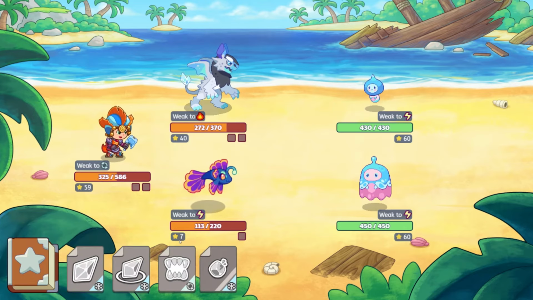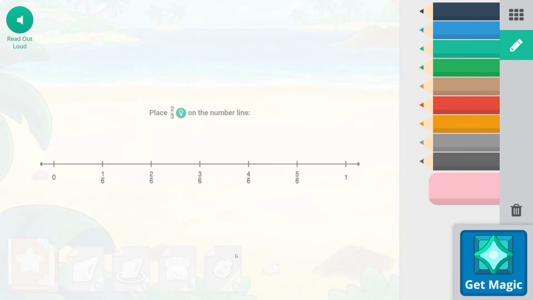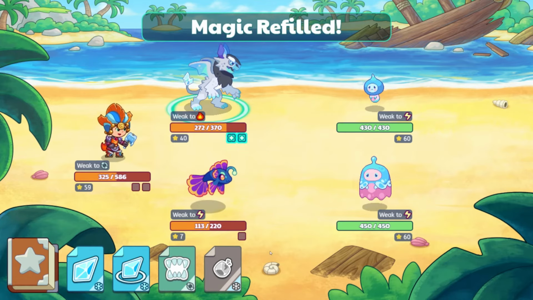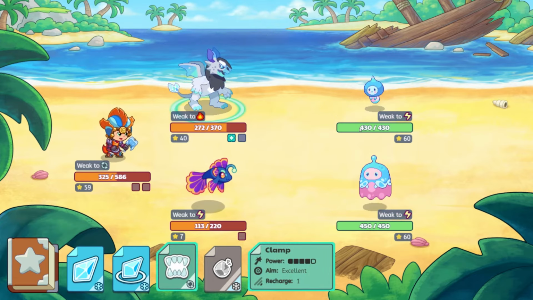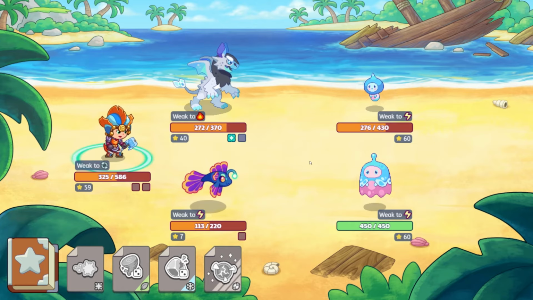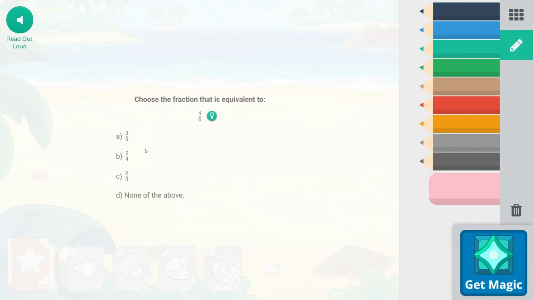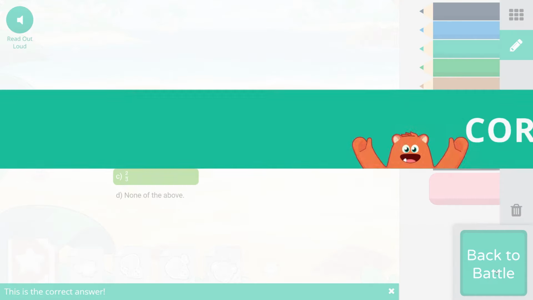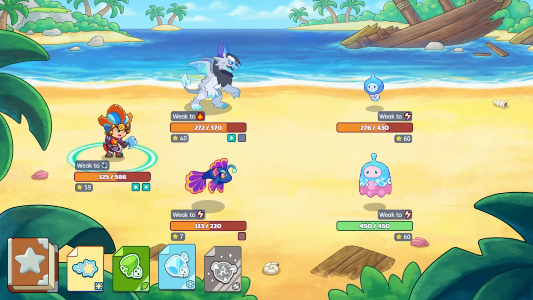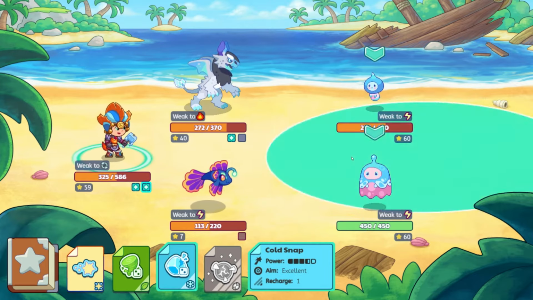So let's see. 2/3 is equivalent to 4/6, so that's where it belongs on the line. And I'll take a bite out of you. There we go. 4/6 is equivalent to 2/3. Ooh. And I think I want to do Cold Snap here.